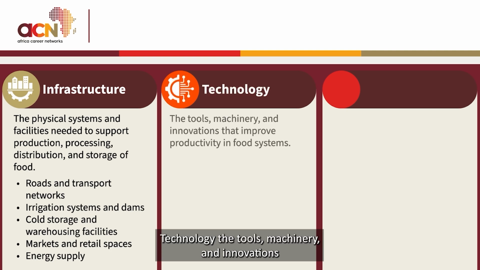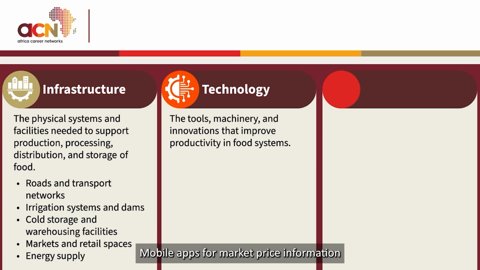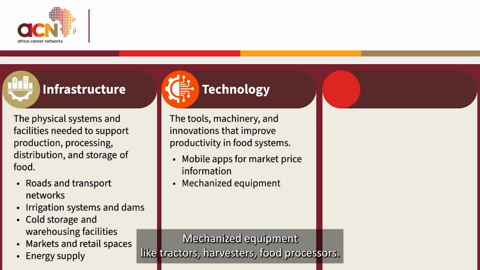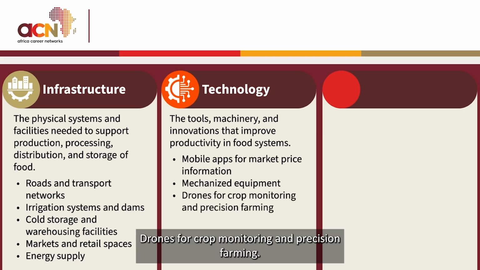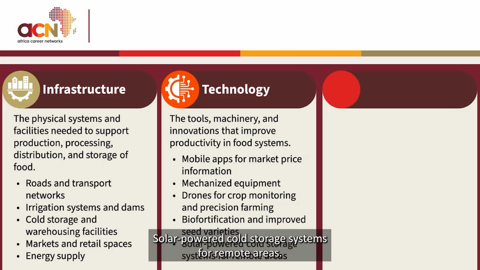Technology: the tools, machinery, and innovations that improve efficiency, productivity, and sustainability in food systems. Mobile apps for market price information, for example, Esoko in Ghana. Mechanized equipment like tractors, harvesters, and food processors. Drones for crop monitoring and precision farming. Biofortification and improved seed varieties, for example, drought-resistant maize. Solar-powered cold storage systems for remote areas.